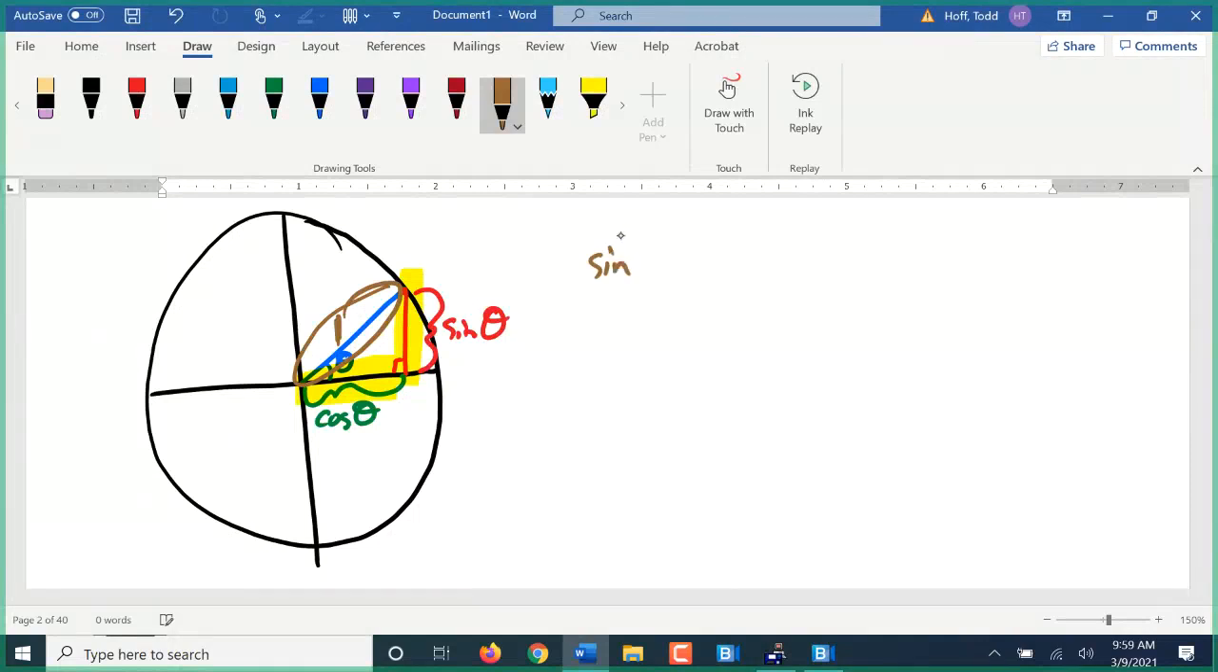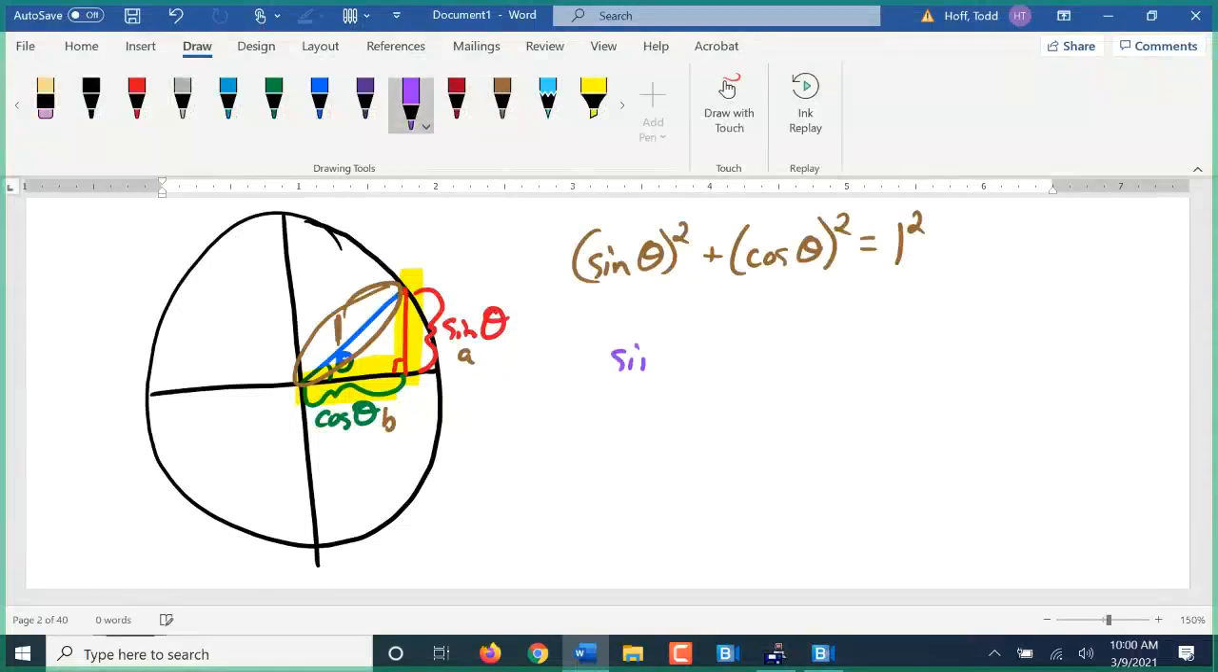So if I take this, the sine of theta squared plus the cosine of theta squared, that's just a squared plus b squared equals c squared, equals 1 squared. Well, 1 squared is just 1. So the sine of an angle squared plus the cosine of an angle squared has to add up to 1. So this helps us go even further.